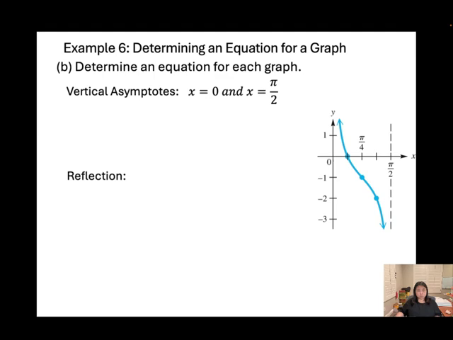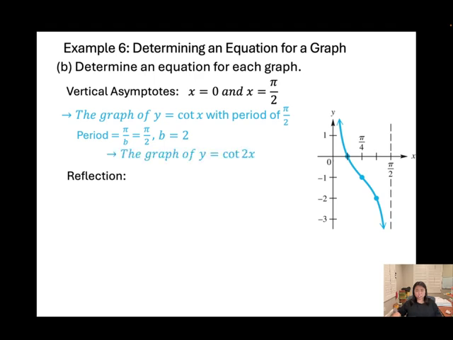So I would consider that to be y equal to cotangent x, right? But then the period will be pi over 2. Remember how to find the period? That's pi over b, right? So I can say pi over b equal to pi over 2 here, and then b will be equal to 2. So I would say y equal to cotangent 2x, because we figured out what b is here.